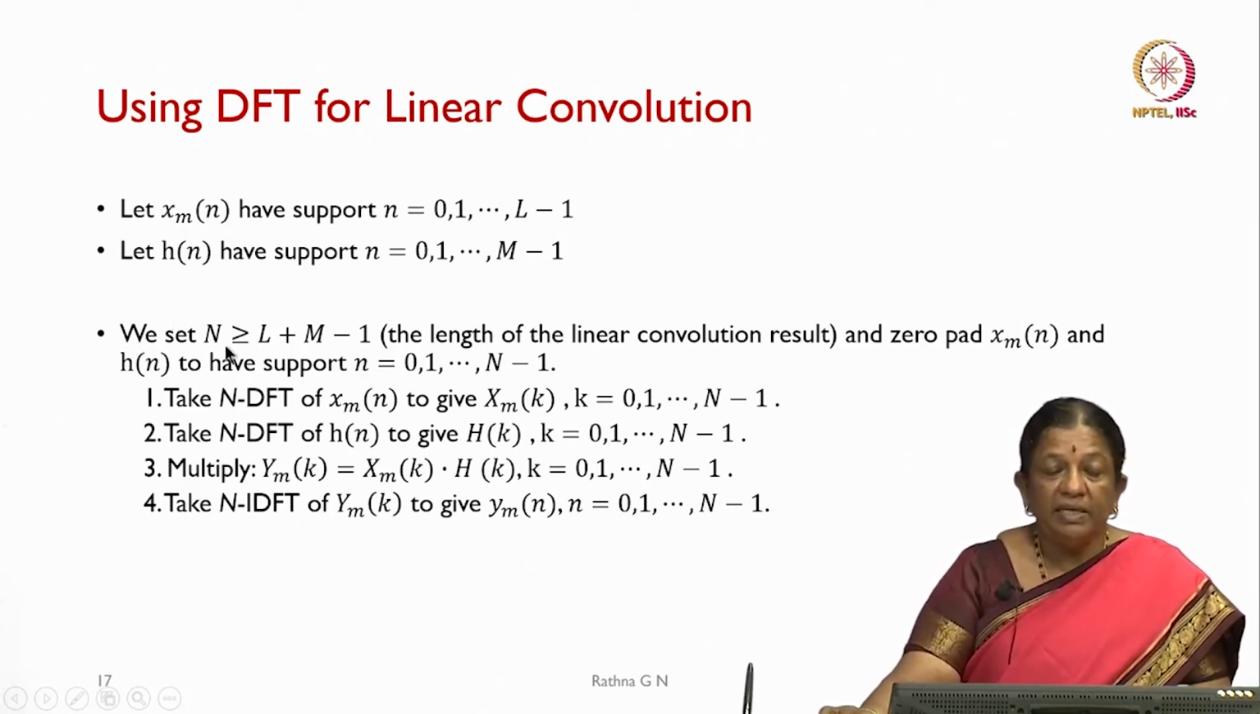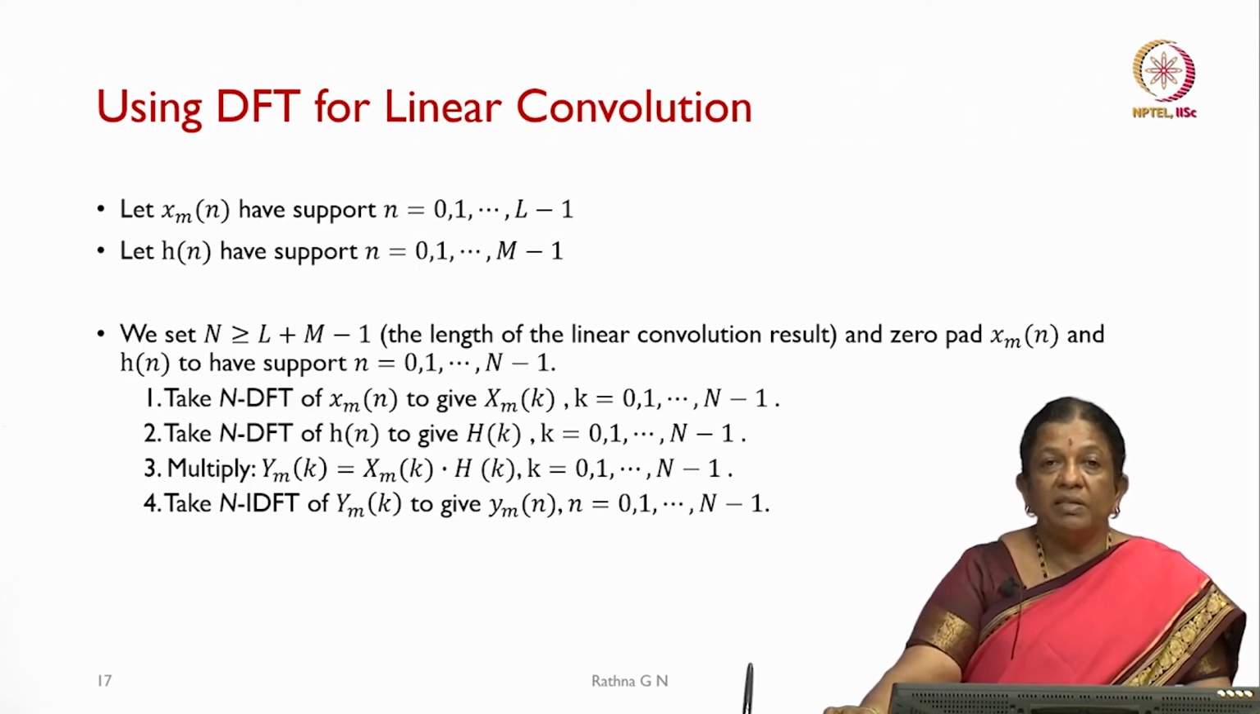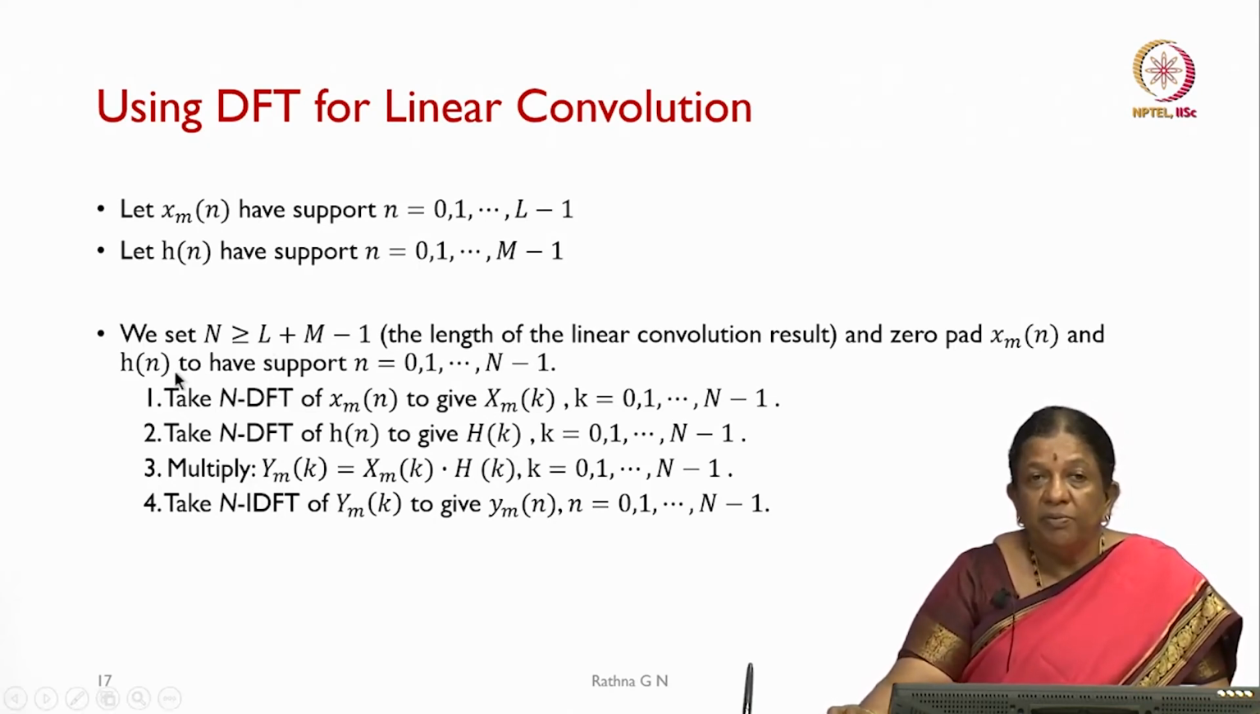Then we set N greater than or equal to L plus M minus 1, which is the length of the linear convolution result, and zero pad x_m[n] and h[n] to have support for n equal to 0 to N minus 1. In the lab class we have seen how to do the zero padding, with two problems, making the signals the same length by zero padding and then doing the FFT on the two signals.